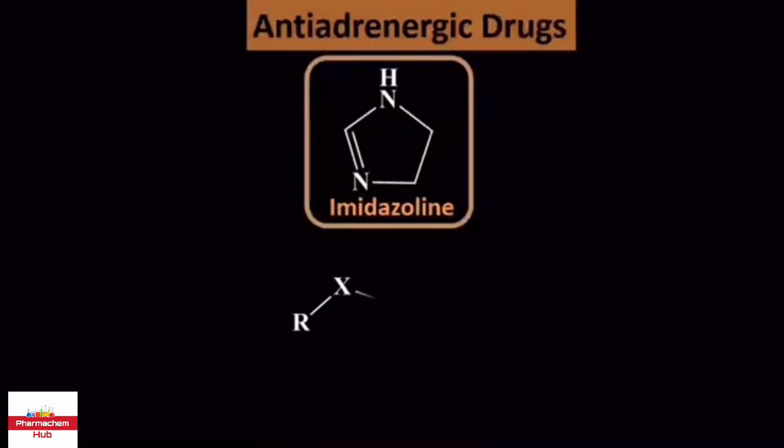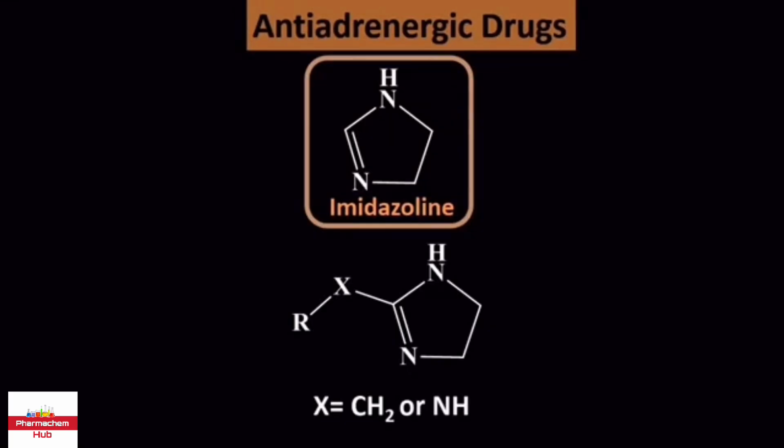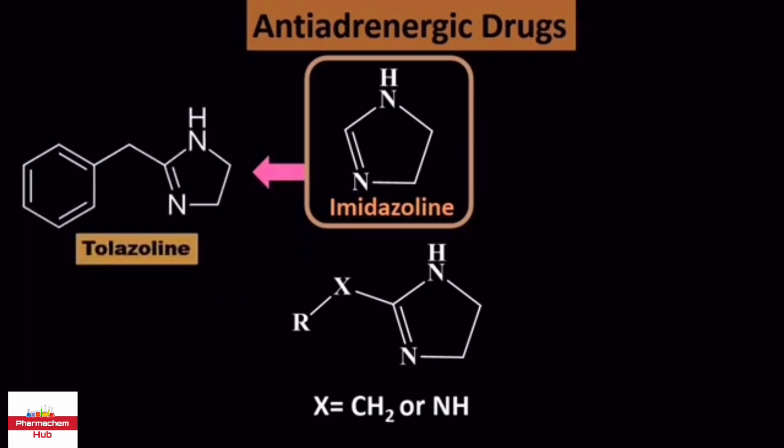First, you have to draw the general structure of drugs based on the imidazoline nucleus like this, where X is the linkage which can be CH2 or NH. NH linkage is found in clonidine and other molecules have the CH2 linkage. Then R is the substituent which is mostly an aryl ring. Let's draw the structure of tolazoline. Tolazoline acts as a non-selective alpha-adrenergic antagonist.